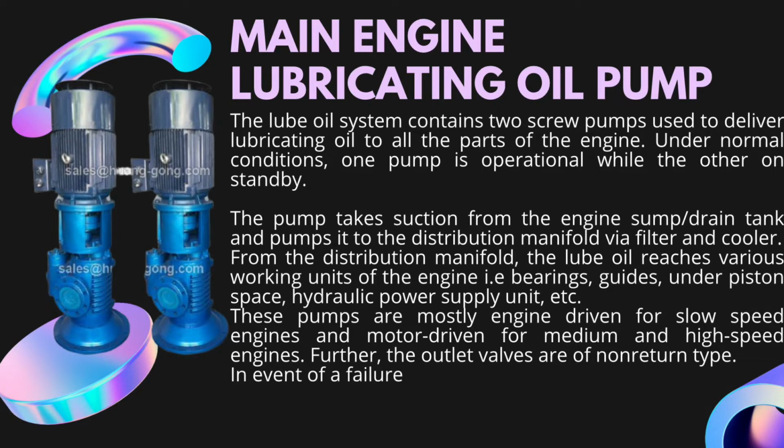Main engine lubricating oil pump. The lube oil system contains two screw pumps used to deliver the lubricating oil to all the parts of the engine. Under normal condition, one pump is operational while the other is on standby. The pump takes suction from the engine sump or drain tank and pumps it to the distribution manifold via filter and cooler. From the distribution manifold, the lube oil reaches various working units of the engine, such as bearings, guides, under piston space, hydraulic power supply unit, and so on.